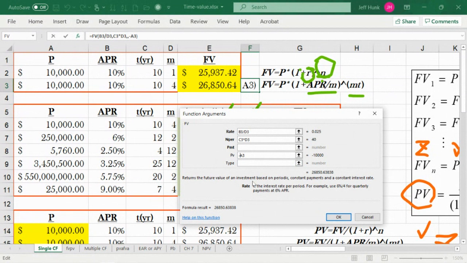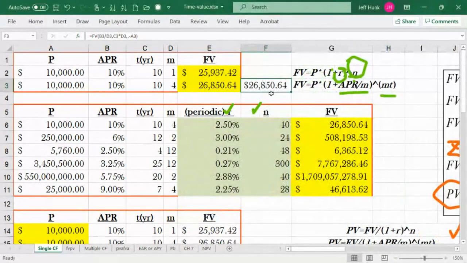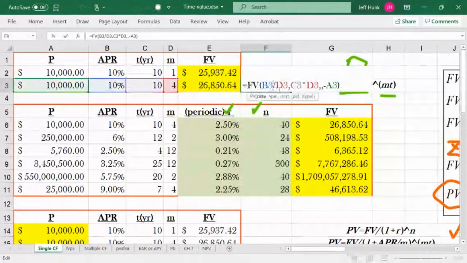It will be annoying. I mean, it's not a big deal, but by doing this, then hit OK, and you'll have the same result. But then again, looking at this, you don't know what you did. I mean, you can tell, that must be 2.5%. I entered rate, and then I entered N, and then I entered PV.